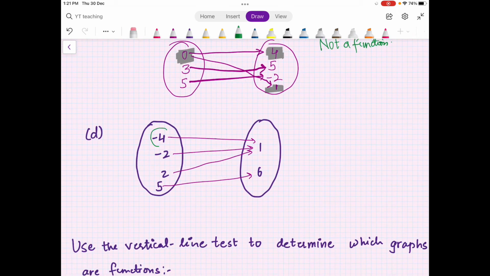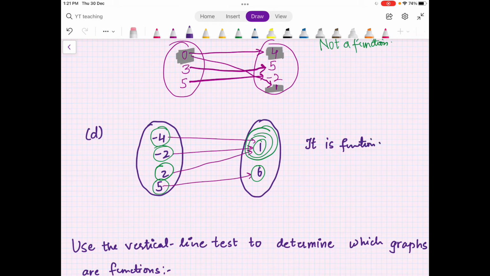Here corresponding to -4 you have 1, corresponding to -2 you have 1, corresponding to 2 you have 1, right? And corresponding to 5 you have 6. But here corresponding to 1 input you don't have 2 outputs. So this is a function. Is that okay?